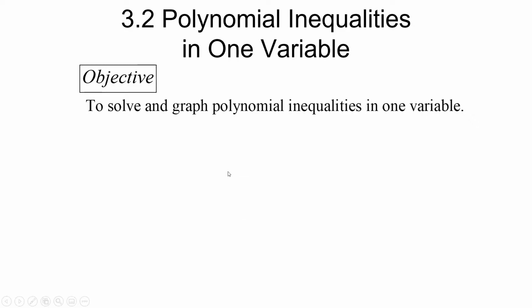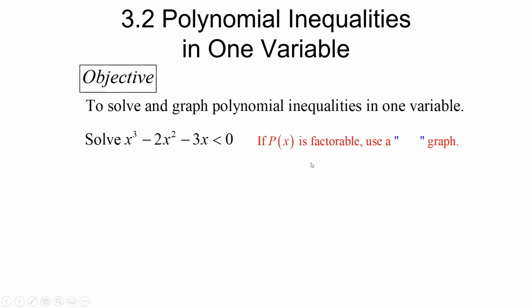Okay, so first problem. Solve the cubic trinomial x to the third minus 2x squared minus 3x is less than 0. Every time you're asked to do something like this, you're thinking, is this cubic trinomial factorable? If p of x is factorable, we're going to use a sign graph to answer this question. I'll show you that if we can factor it. So let's see if we can factor.